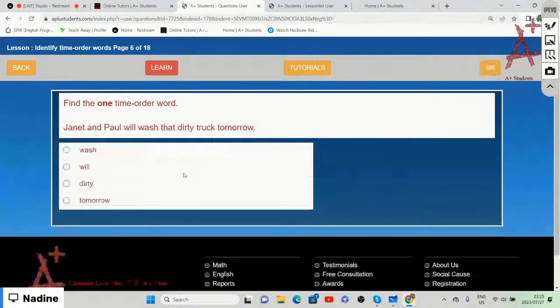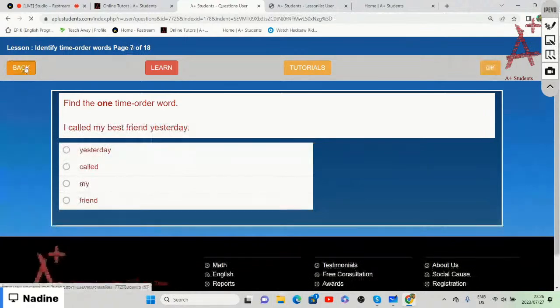Let's do one more. Janet and Paul will wash that dirty truck tomorrow. We need to choose one of these words. Is it wash, will, dirty, tomorrow? All right, if we select the one time order word, then we will select tomorrow. And if you chose tomorrow, then that is correct.